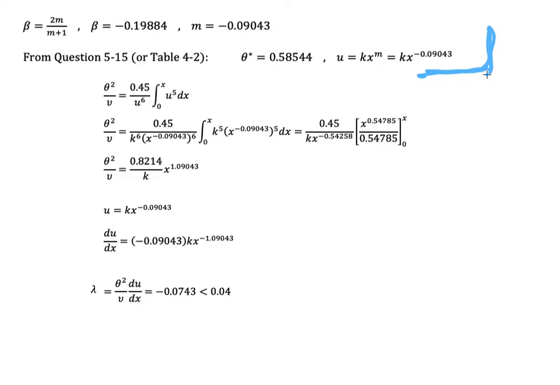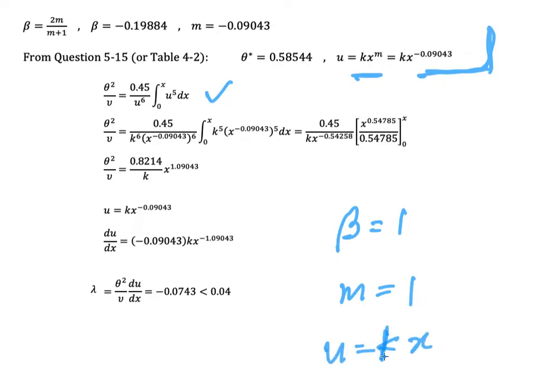And then we go for the Twitch equation here. We substitute the value of u equal to kx to the power of m. So here please be careful. In the previous calculation, we had beta equal to 1 and m equal to 1. So that's why we used u equal kx, because if we see the notes from the previous lecture, we write u is equal to kx to the power of m. Because m is equal to 1, we just use kx.